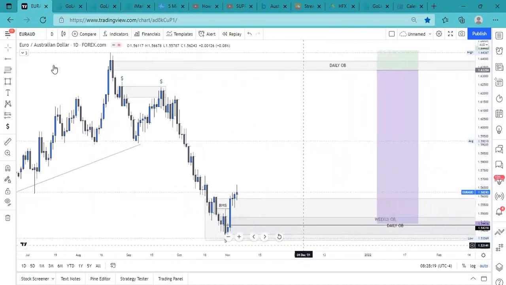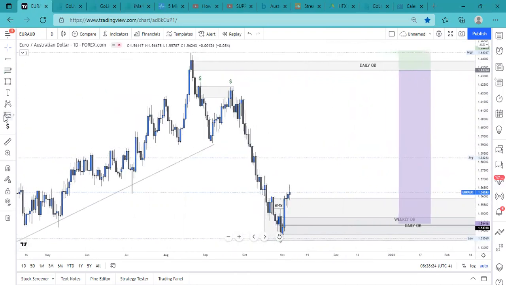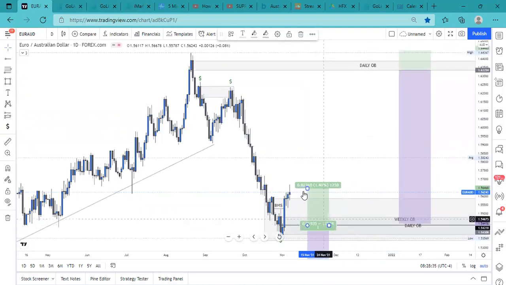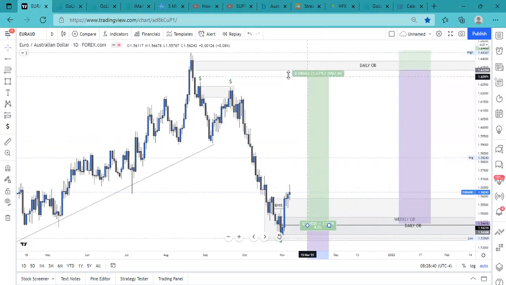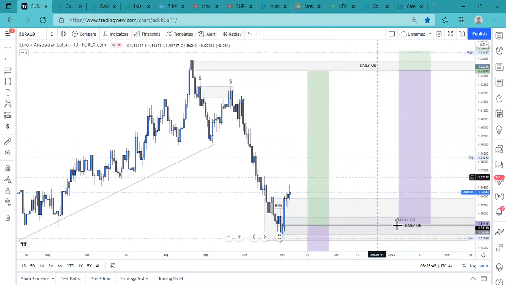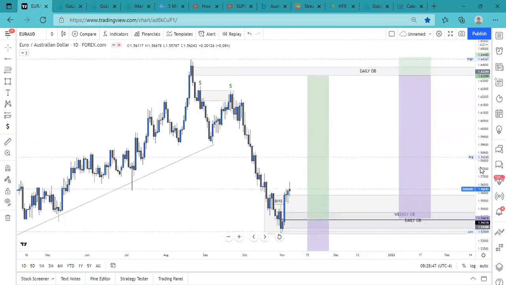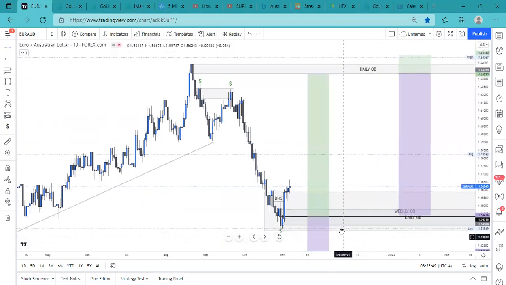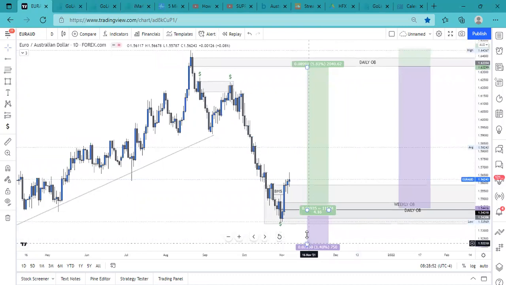Now I'll go to the 4-hour, but before I go to the 4-hour, my buy intention will be coming from the 50% because of the imbalance I have right there. I just want price to fill up this imbalance. That's what I want price to help me do. That is a long, nice, sweet buy.